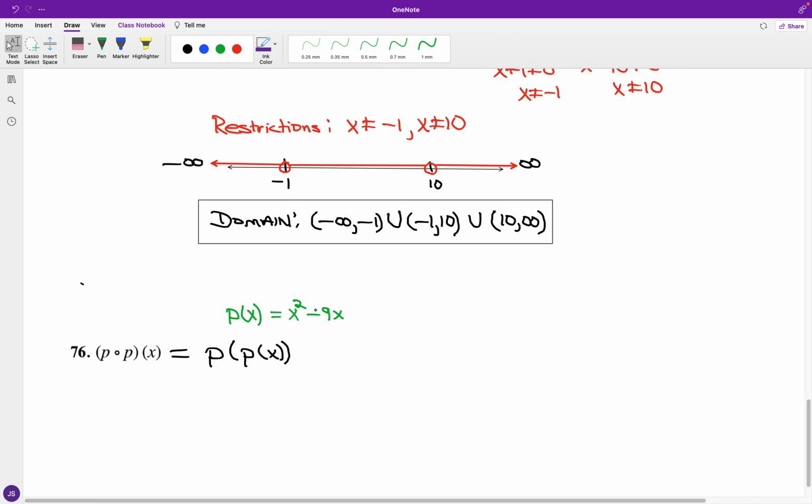Now for p composed with itself of x, you're operating along the lines of p of x, but instead of the input at x, you have p of x. So you have a bit of clustering involved. You're already working with p in terms of the output, and the input we already have is p of x. So again, you're doing a bit of amalgamating. So you have the square of p of x minus 9 times p of x. Just specifying, for the square of p of x, we're taking the square of x squared minus 9x.